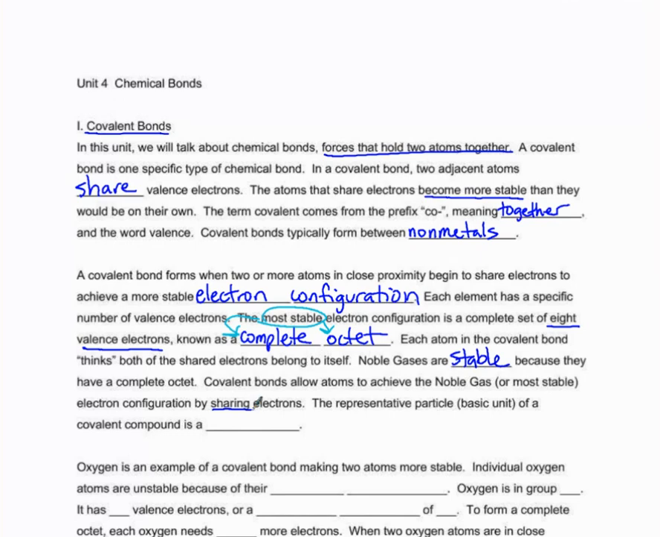The representative particle, the basic unit, the most basic piece of a covalent compound is a molecule. The word molecule tends to be overused. Outside of the chemistry classroom, a lot of times it refers to something small. Sometimes it refers to atoms or salts or other compounds, but it's very specific in chemistry. It has to have covalent bonds in order to be a molecule.